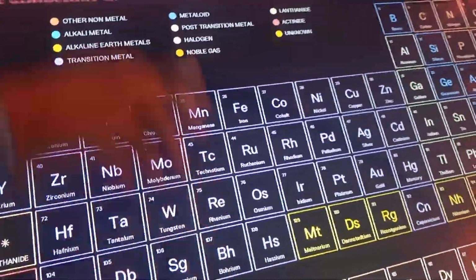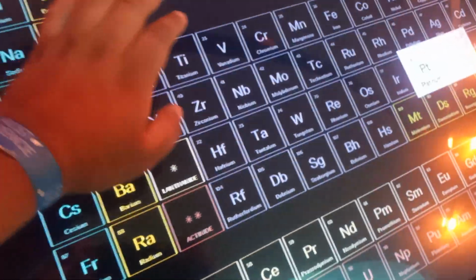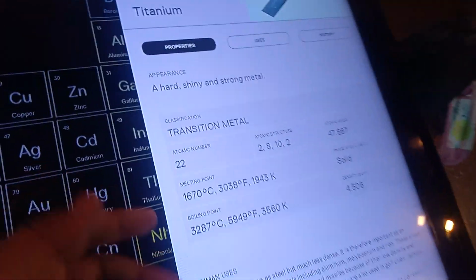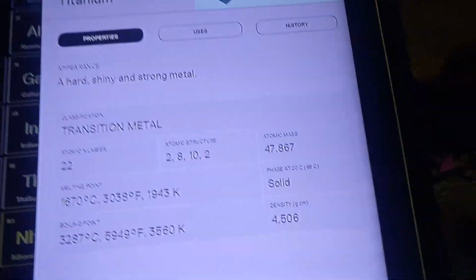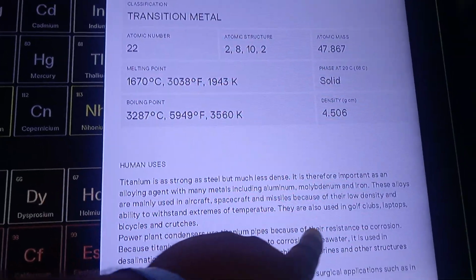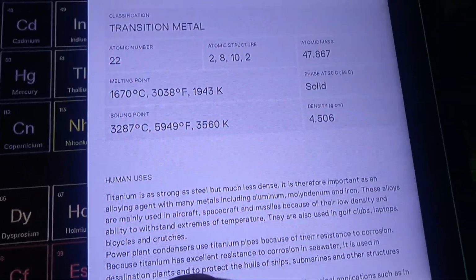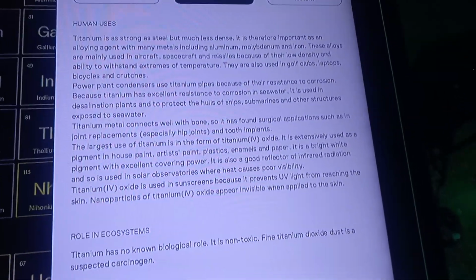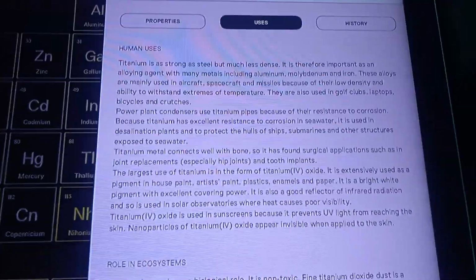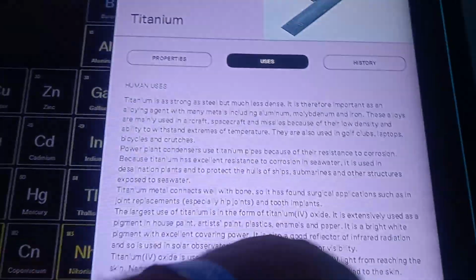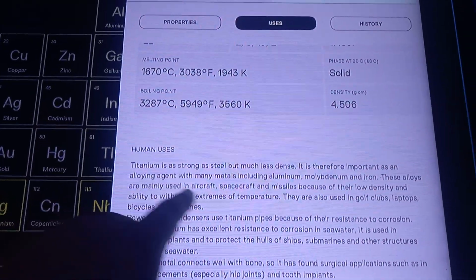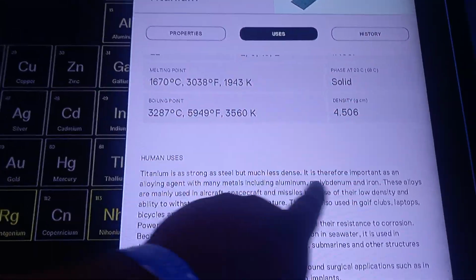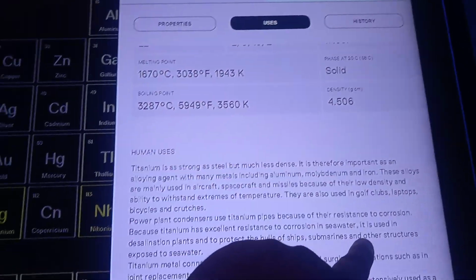But what I can tell you is titanium. See, titanium is used a lot in aircraft structures, missiles, spacecraft, and also in turbine engines. A lot in turbine engines, that's what they used it for before because it's very strong, and it has excellent corrosion resistance to seawater. Well, that's for ships. Not as strong as steel, but much less dense. Aluminum, molybdenum, and iron. I'll get to those a little bit later.